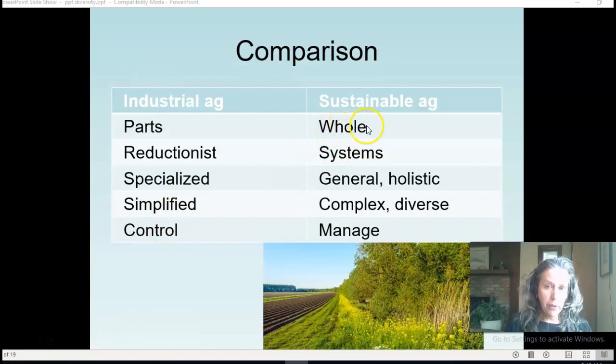In contrast, when we look at sustainable agriculture, we are trying to look at it more as a whole system, a holistic view, because we're aware that biological systems are not simplified. They're actually very complex and diverse. And sometimes when you change one factor, you may not realize how it impacts other factors. So the focus is really more of a management type focus, managing our pests, for example, instead of trying to control or completely eliminate them.